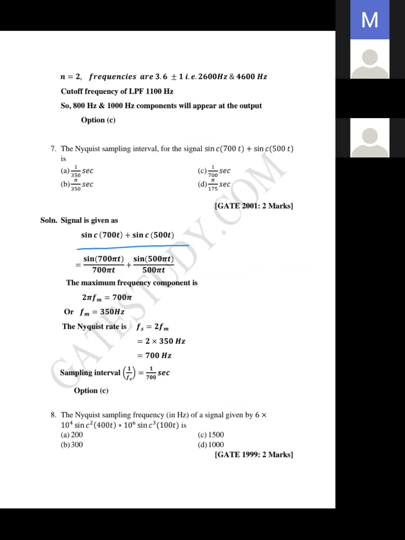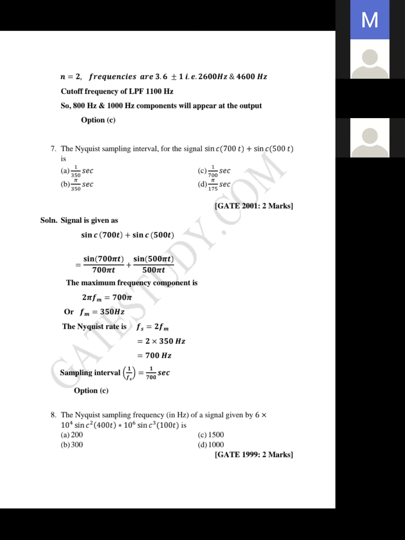The signal is given: sinc 700t plus sinc 500t. This can be represented as sin 700 pi t by 700 pi t plus sin 500 pi t by 500 pi t. Here we need to consider the maximum frequency component. Whenever we transmit information, we need to consider the maximum frequency, and then only can we allow the lower frequency components in the desired signal.